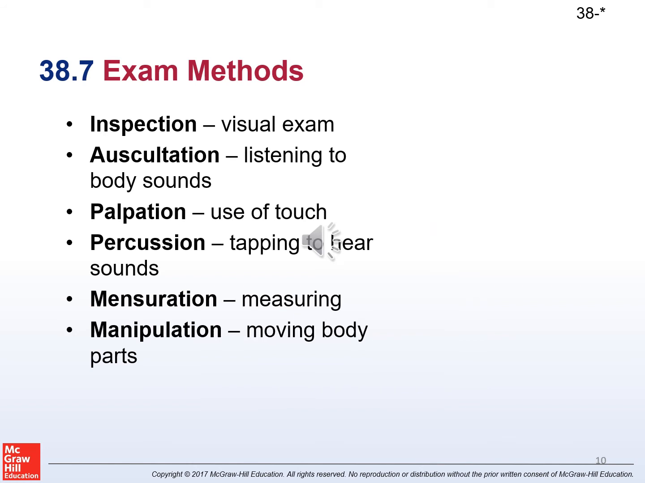General and local inspection can simply be done with the eyes, but there are a multitude of tools which are also helpful, including a large range of scopes and imaging. Auscultation, listening to body sounds, is done almost exclusively through the use of a stethoscope.